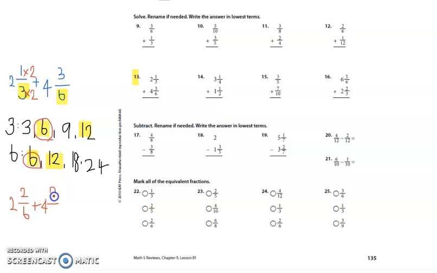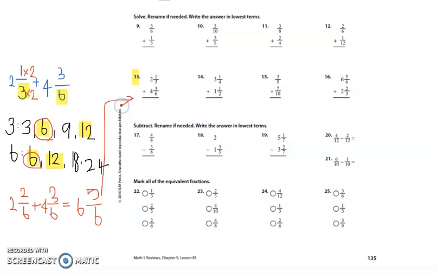Okay, so what do I need to do first? I need to add the whole numbers first. 2 plus 4 is 6, the denominator stays the same, and 2 plus 3 is 5. That's going to be my answer for number 13.